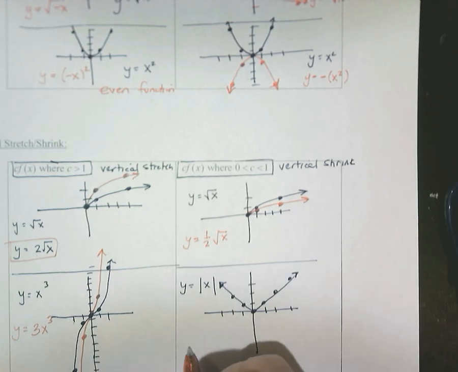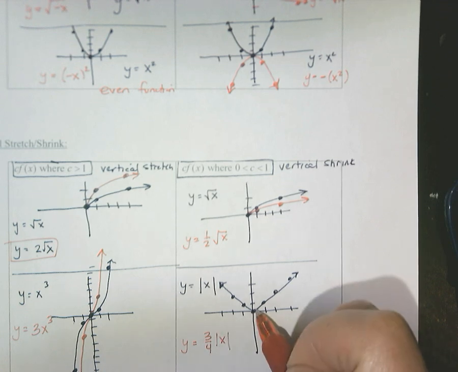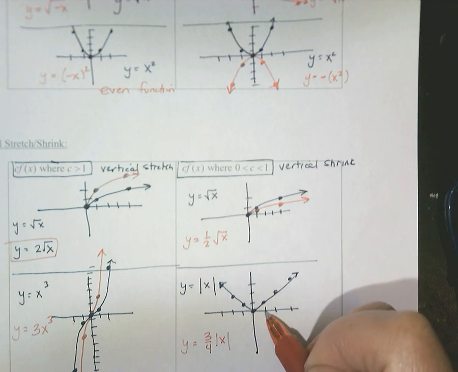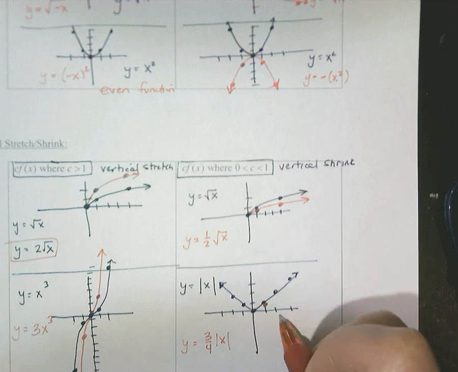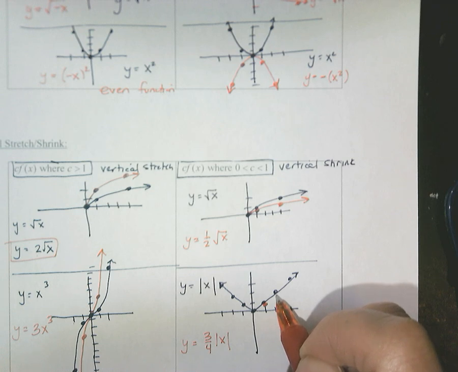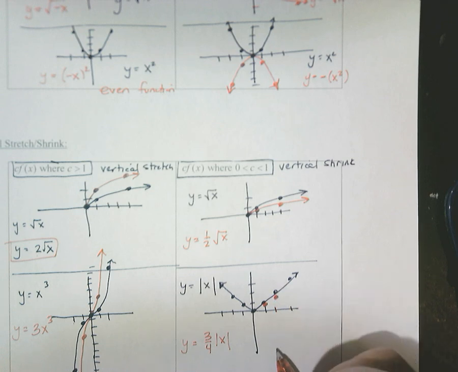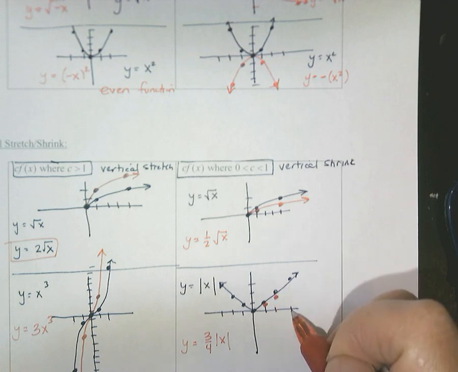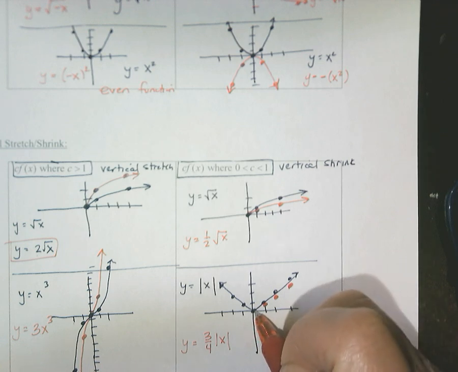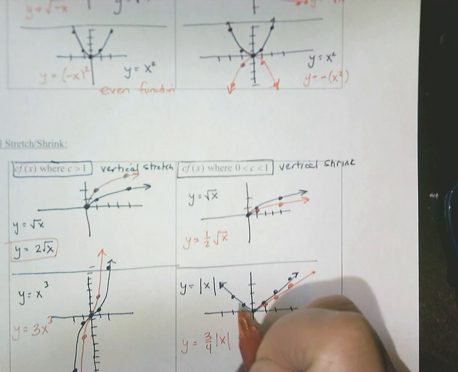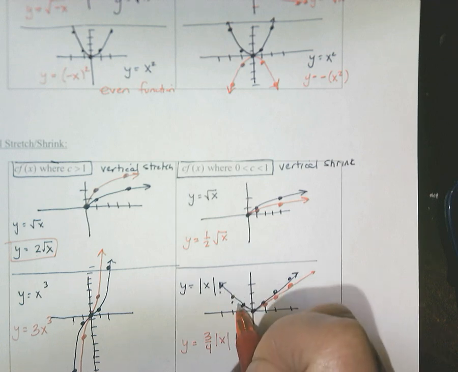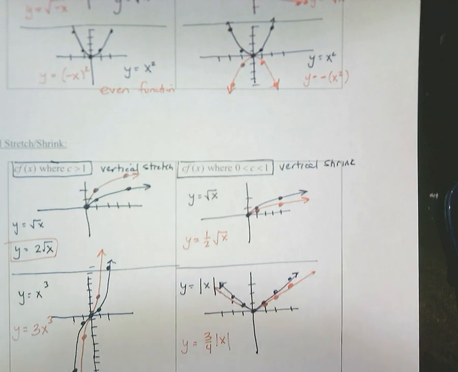Let's make this y equals 3/4 absolute value of x. That just means I'm going to start at 0, 0 again, but when I put a 1 in, I'm going to get a 3/4. When I put a 2 in, 2 times 3/4 is 6/4, which is 3/2. When I put a 3 in, I get 9/4. 9/4 is 2 1/4. And the same thing on this side. So it's a vertical shrink.